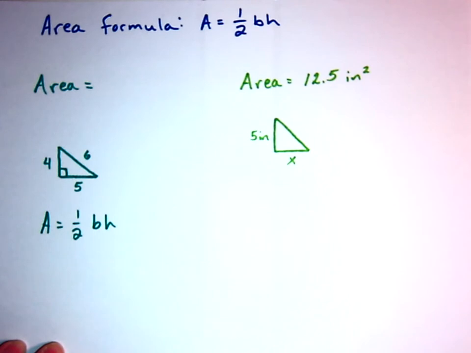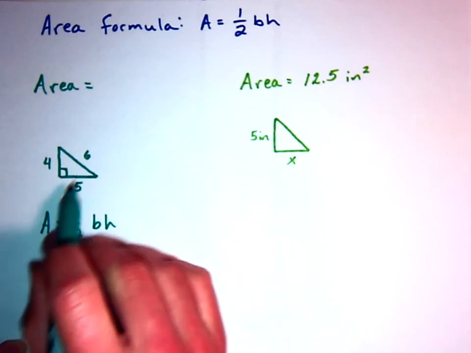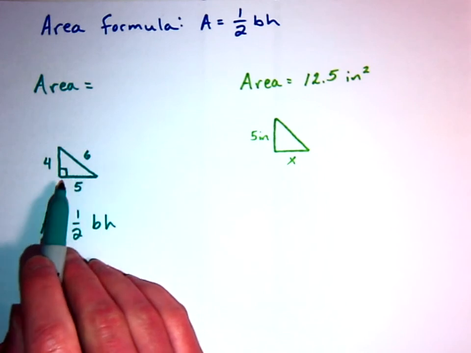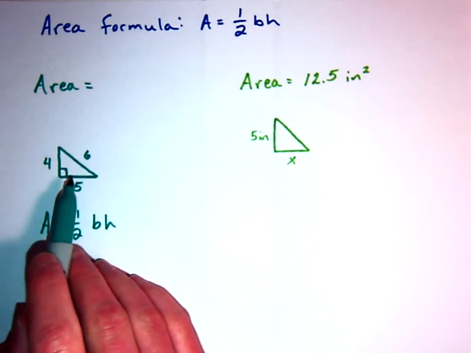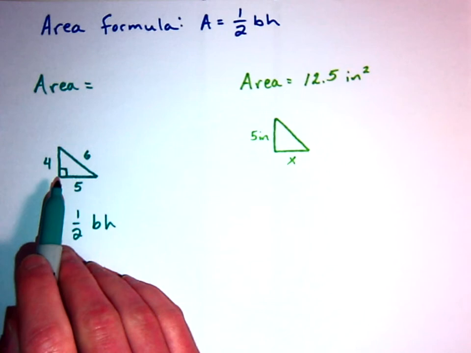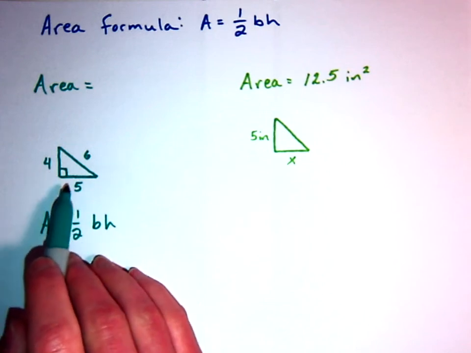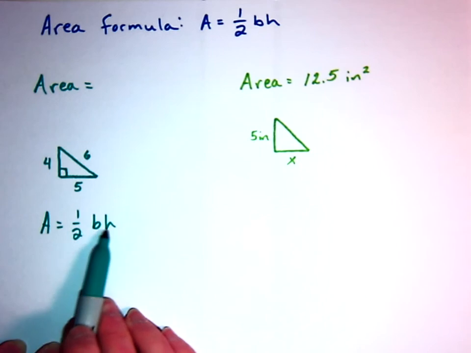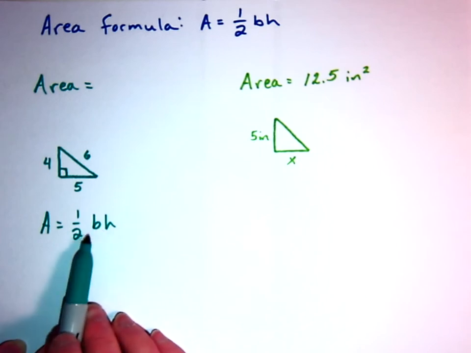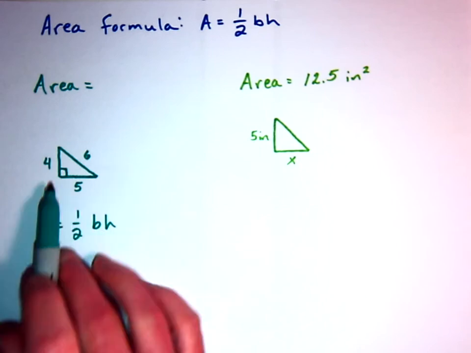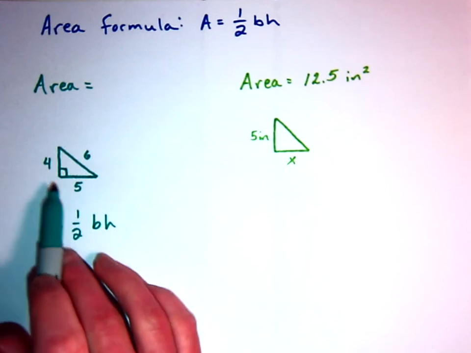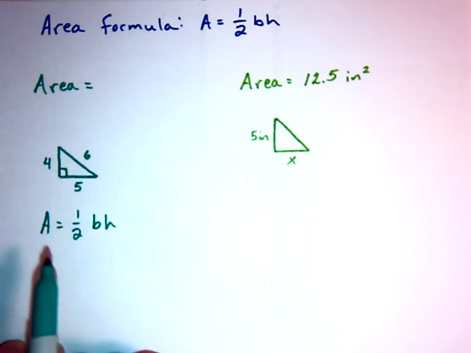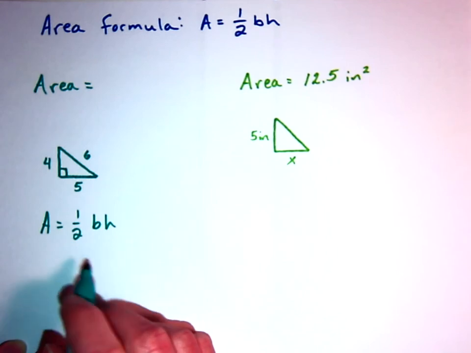Now we need to determine what the base and the height are. We have three values. The base and the height always form a right angle, and it doesn't matter which one we choose because of the commutative property of multiplication. It doesn't matter if it's 4 times 5 or 5 times 4. The 4 and the 5 form a right angle. The 6 does not form a right angle, so it is not the base or the height.